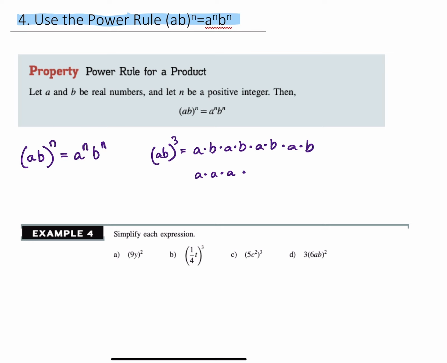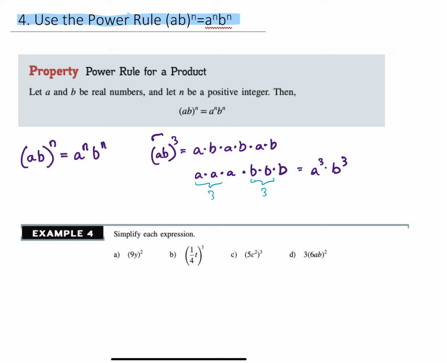Oh, I did one too many. It should only be 3 times. A times b times a times b times a times b. Yeah. So a times a times a times b times b times b. And then here we have 3 a's and 3 b's. So it can be written as a to the third power times b to the third power.